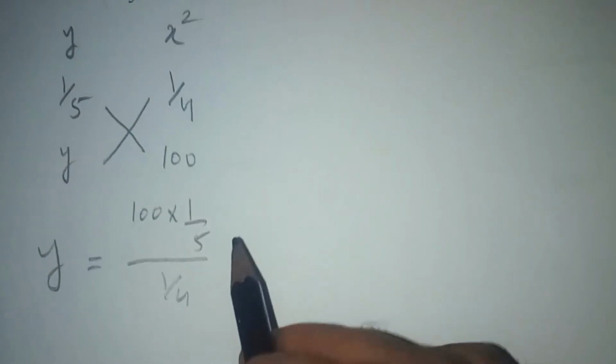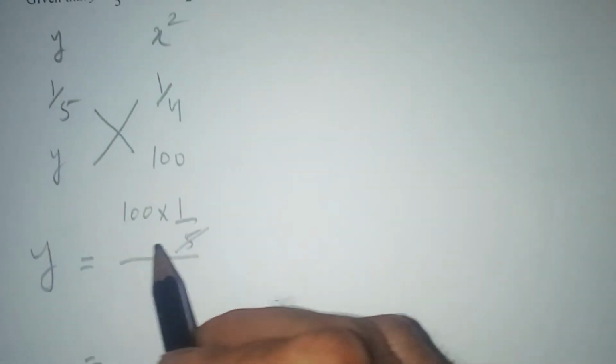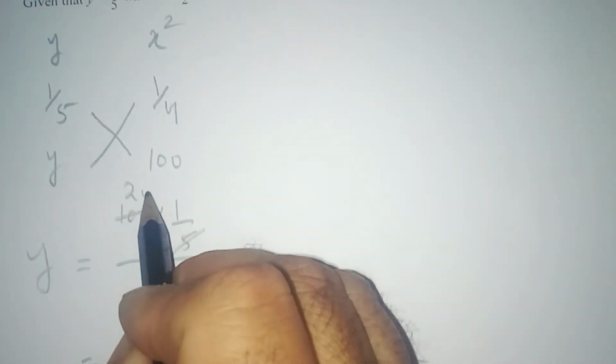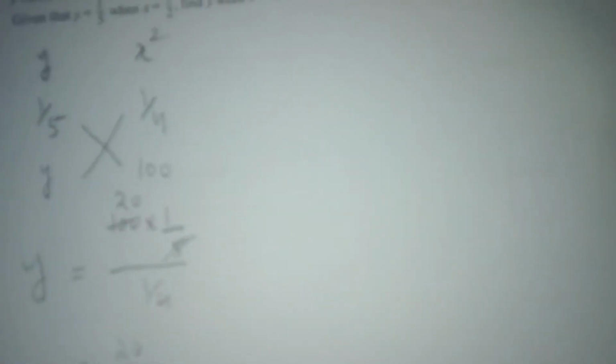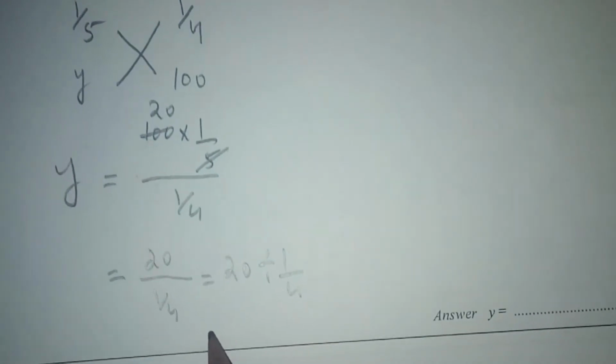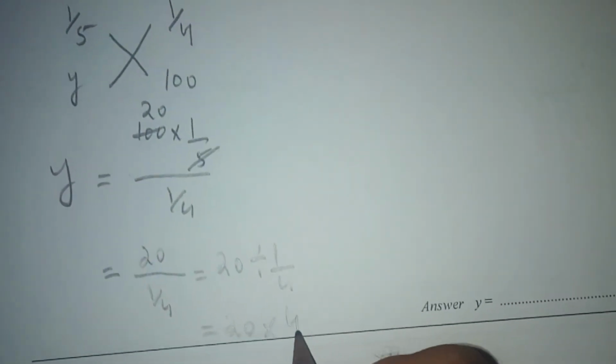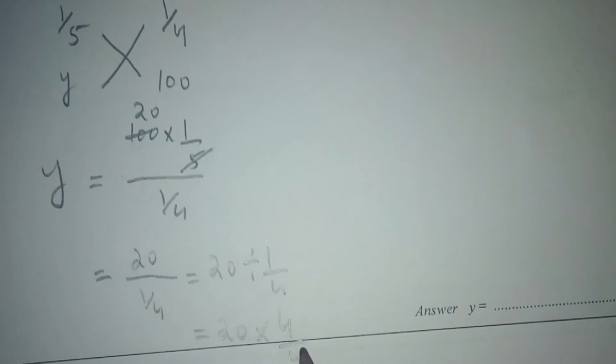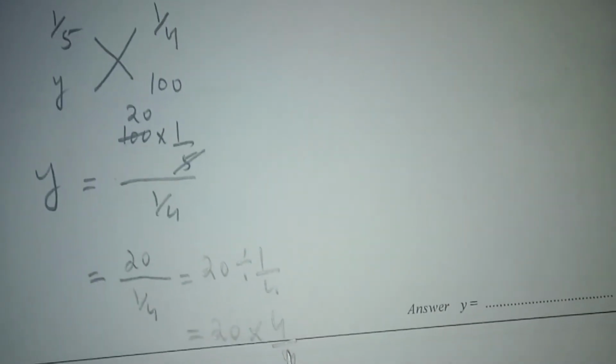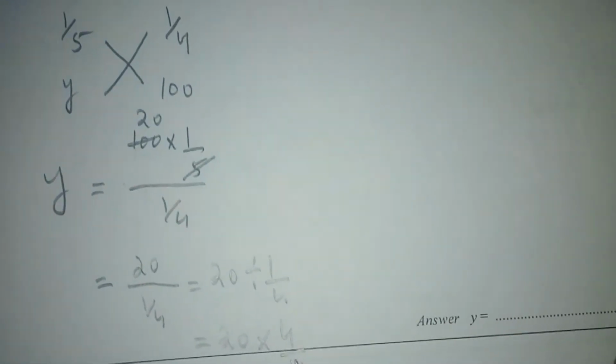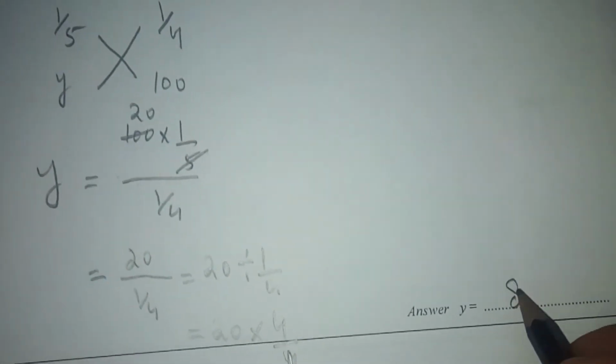Now let's do the simplification. 5 times 20 is 100, so just 20 is left there, divided by 1 over 4. 20 divided by 1 over 4 means 20 multiplied by 4 over 1. So 20 times 4 is 80. This is the answer: 80.